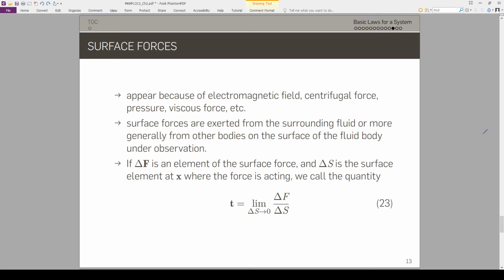For surface force, it can appear in the form of electromagnetic field, centrifugal force, pressure, viscous force, and so on. The surface forces are exerted by the surrounding fluid, or more generally by other bodies, on the surface of the fluid body under observation.